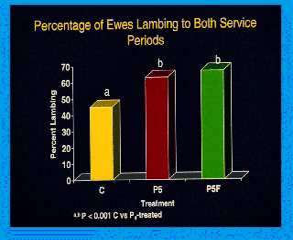Here's the percentage of ewes lambing to both service periods from a second experiment that we did. Remember that we had only with FSH in the day 5 group in that first experiment. So we did a second experiment with and without FSH in the day 5 group. Controls after 2 services were near 50%. Progestin for 5 days, 70%. Progestin and FSH, about 70%. So the FSH is not really doing us any good. And I'll show you one more study with FSH a little later.